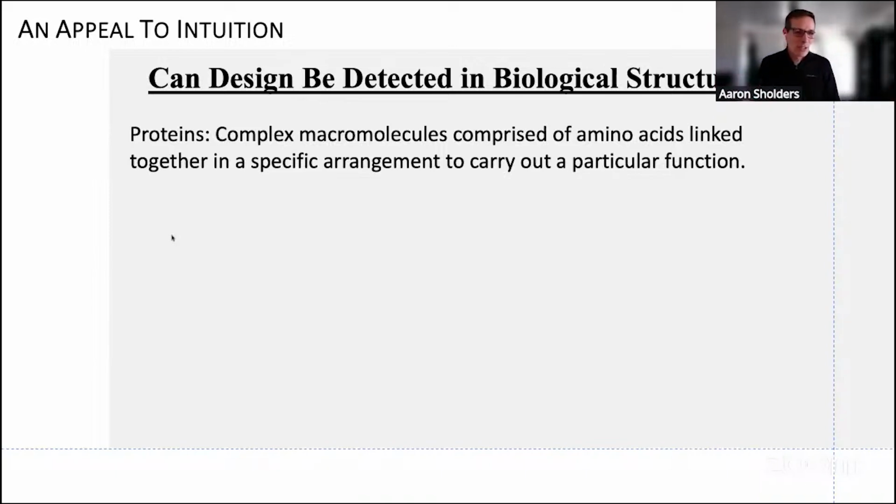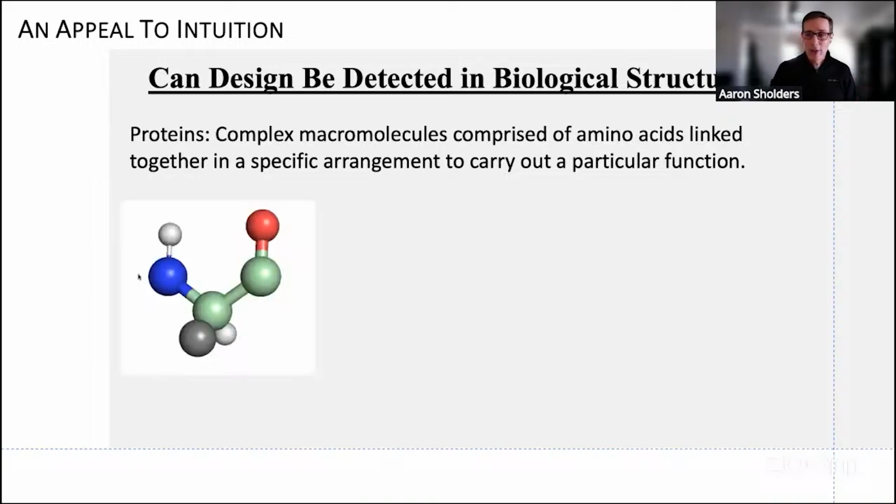So as Joel mentioned, proteins are complex macromolecules. Remember, macromolecules are some of the parts that make up our cells. These are complex macromolecules comprised of amino acids linked together in specific arrangements to carry out a particular function. That's what a macromolecule is: a complex arrangement of amino acids linked together to carry out a function. Now, an amino acid. Joel did it with a physical object. I'm just going to do it this way since I don't have the physical object. Good job on that, but something similar here that we're looking at.